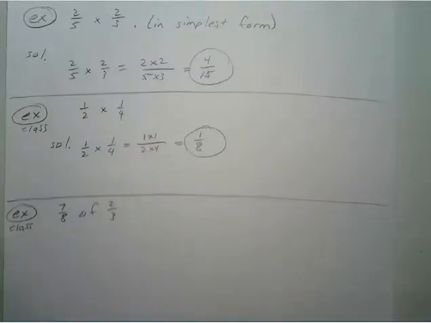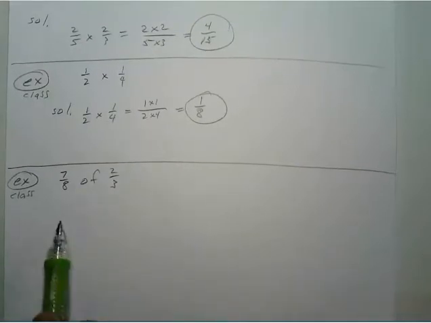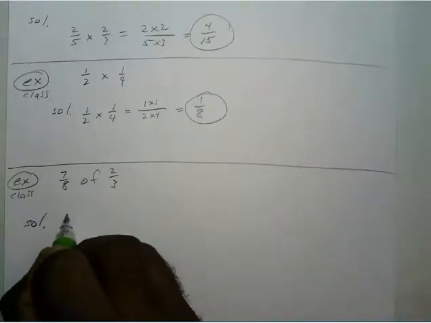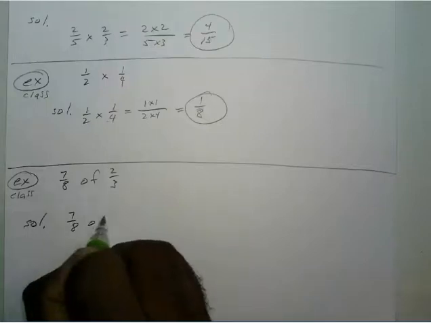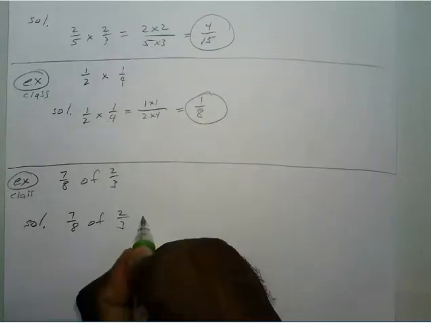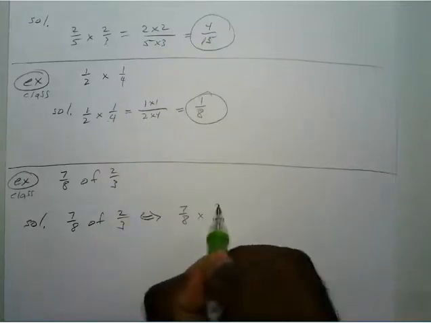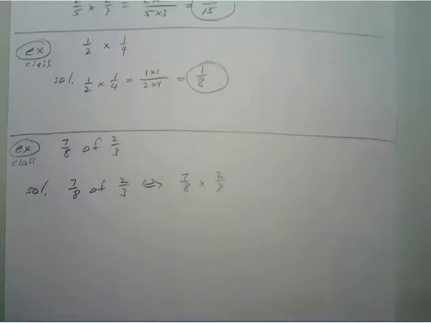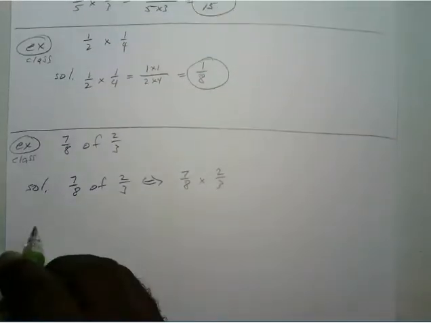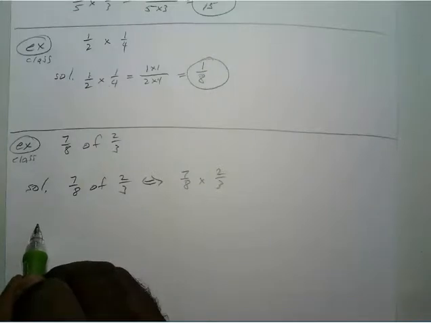All right, let's move on to the next one. I'm going to show you 2 different ways you could solve it, and either way will work. It's just showing you each approach. If you have 7/8 of 2/3, that's the same as saying 7/8 times 2/3. The first way of solving it is usually the easiest, but you make up your own mind as to which one you prefer.